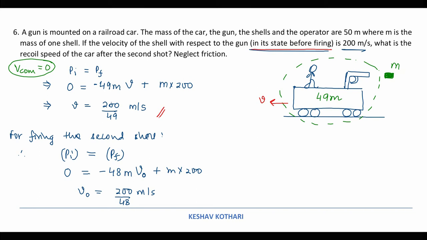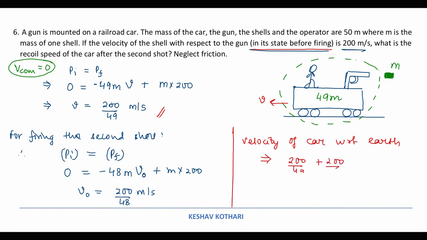Since the initial velocity was equal to 200 by 49 before the second shell was fired, I can say the velocity of the car with respect to the earth can be written as 200 by 49 plus 200 by 48 meter per second, and this is towards the left. Or I can put a negative sign over here. So it is towards the left, that is 200 (1 by 49 plus 1 by 48) meter per second. This is how we have applied momentum conservation for this particular problem.